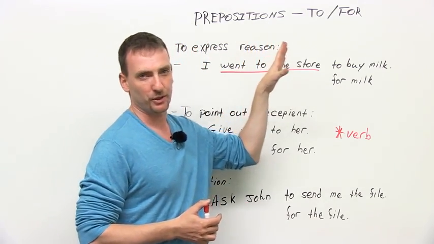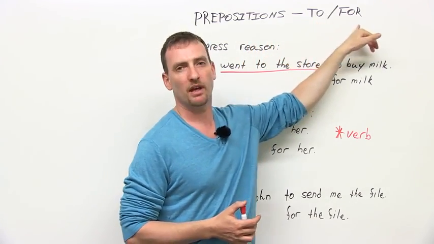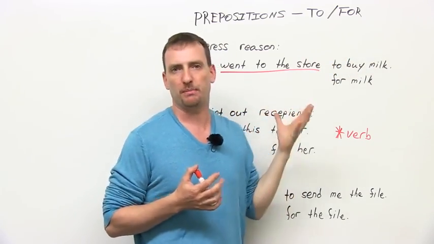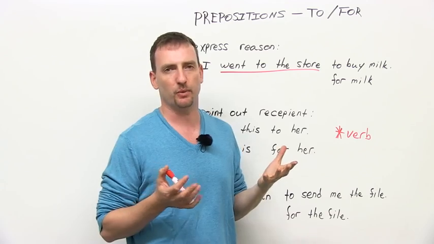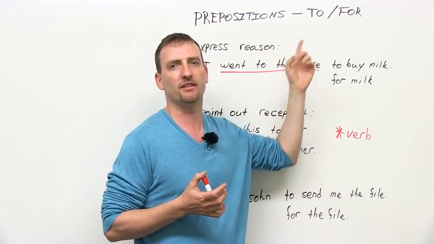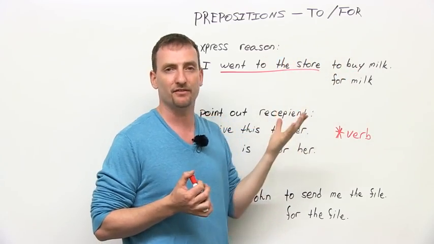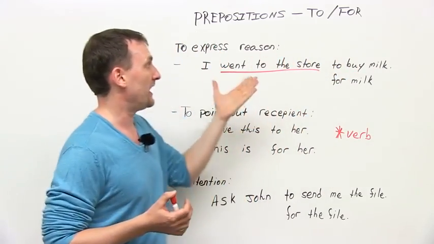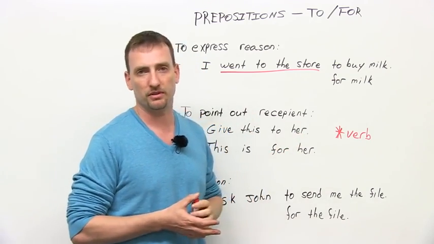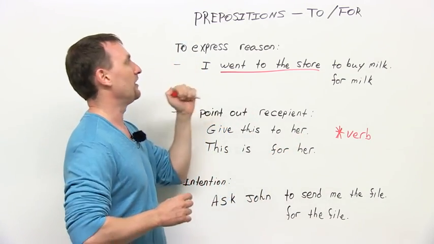Today's prepositions that we're going to look at are to and for. Now, there isn't really a set rule for these prepositions. They can be used in many different ways. What I'm going to try to show you today is when to use to instead of for, when to use for instead of to. Now, to do that, we first have to look at situations in which we use these prepositions. So let's start.